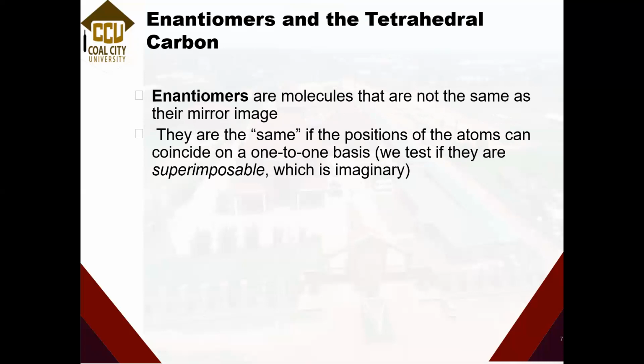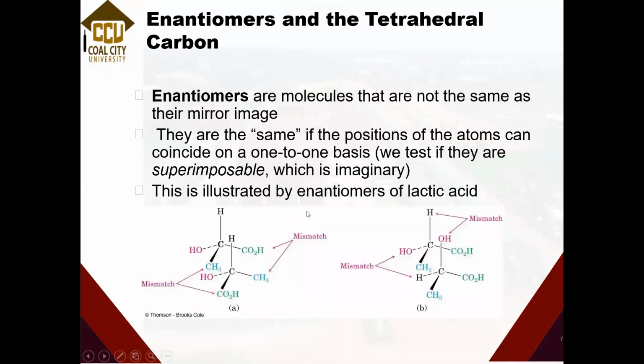They are three-dimensional. So in order for us to really know that they do not superimpose, we have to see the three-dimensional structure, meaning that it's not possible to bring the two of them together such that they coincide on a one-to-one basis. That is, the hydrogen or whatever constituent is present around the tetrahedral carbon will coincide one-to-one. We shall see what that means again as we go ahead. This is illustrated by the enantiomers of lactic acid. We've looked at that earlier. Look at this lactic acid again.